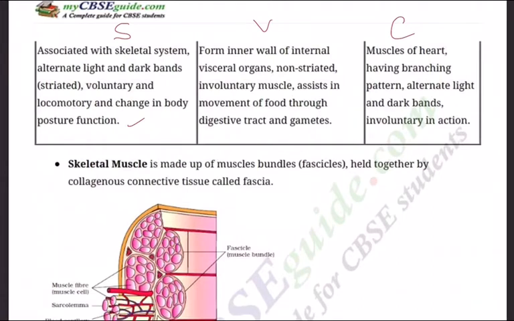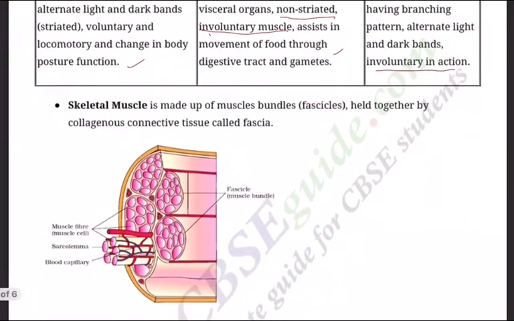And visceral muscles form the inner wall of internal visceral organs, non-striated, smooth muscles. Involuntary muscles, not voluntary, assist in movement of food through digestive tract and movement of gametes. On the other hand, cardiac, they are special muscles, present only in the heart. Cardium means heart, cardiac muscles, having branching pattern, alternate light and dark bands, involuntary in action. These are a blend of smooth muscles and skeletal muscles, and they are involuntary. Thankfully they are involuntary. Otherwise you would say, let my heart be stopped, and it won't stop. And when it stops, let my heart function again, it won't start functioning. So that is the reason we are saying involuntary.